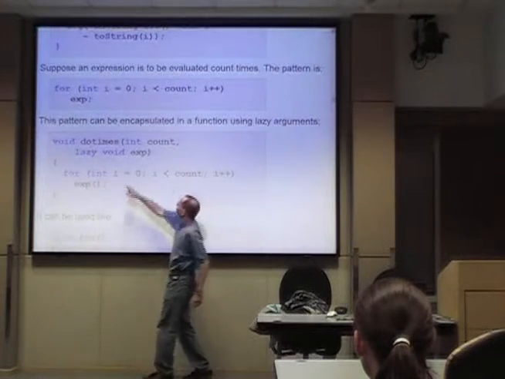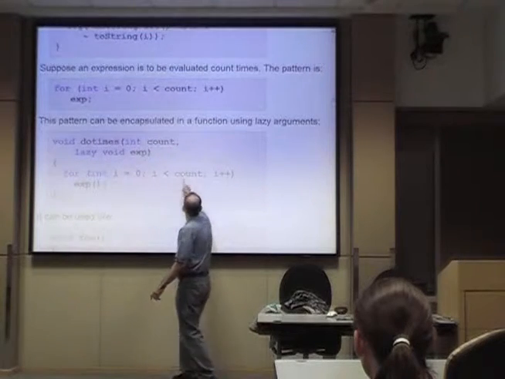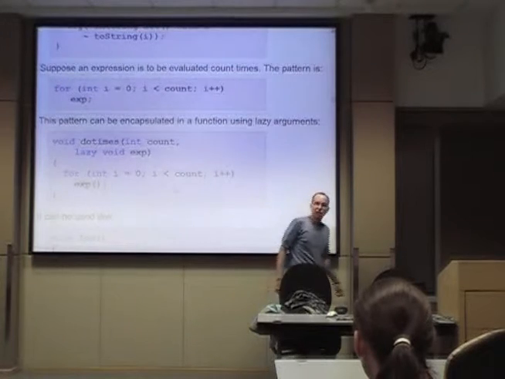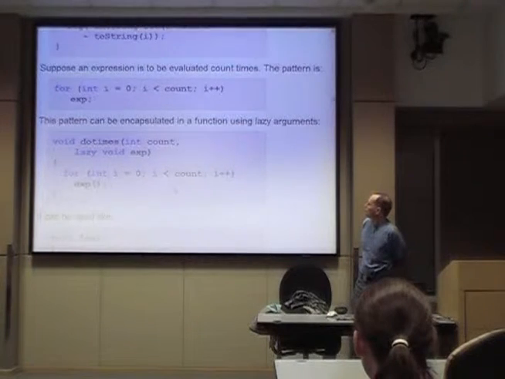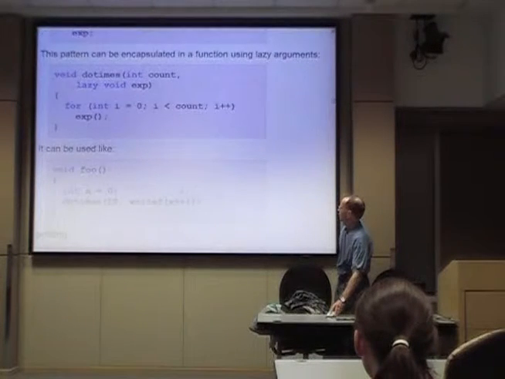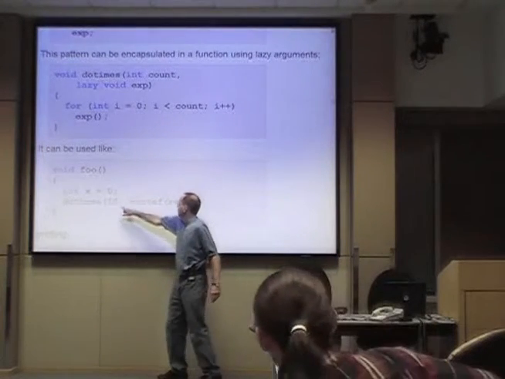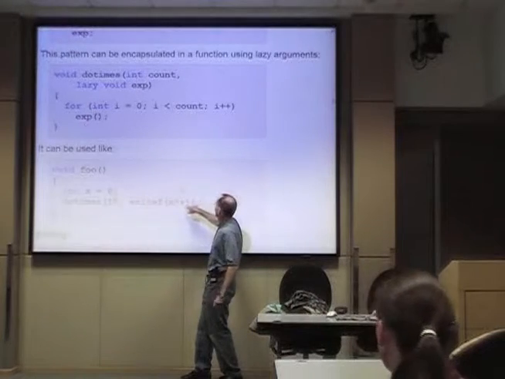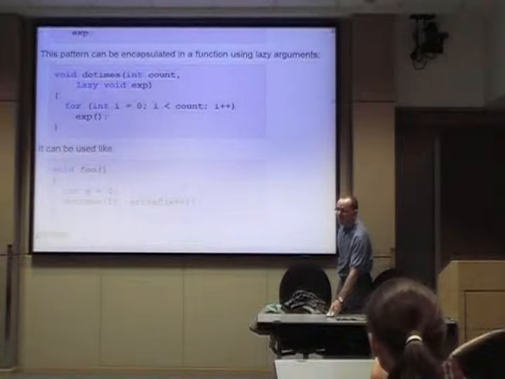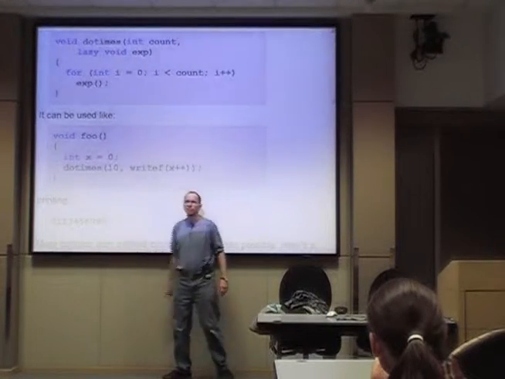We can create a function called doTimes, with a count and then my expression, which in the loop calls the expression, or I should say evaluates the expression. And then we can use it like our function foo, with x equals 0. Do 10 times, execute this expression, incrementing x each time. And we have a very Lispy looking thing that ends up printing this.